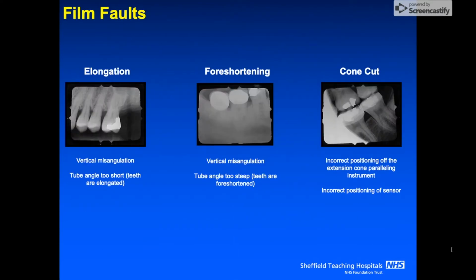Moving on, let's have a look at film faults. As discussed before about elongation, you can have vertical misangulation. This is where the tube angle is too shallow, therefore the teeth are elongated. You can have foreshortening. Once again, vertical misangulation where the tube angle is too steep and the teeth are foreshortened. You can have cone cutoff. We've incorrectly positioned the paralleling instrument and therefore missed the teeth of interest.